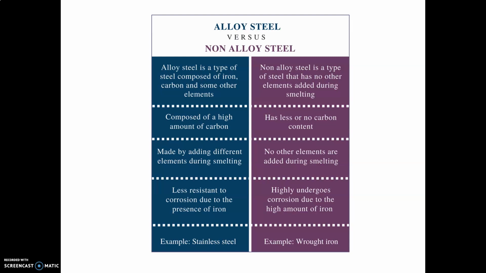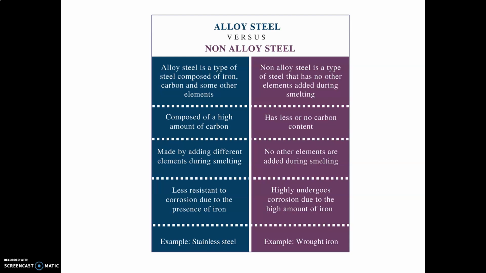Number 4, less resistant to corrosion due to the presence of iron. It highly undergoes corrosion due to the high amount of iron. Because in alloy steel, at this stage we are mixing in some other materials to avoid the corrosion property. Whereas in non-alloy steel, we are not adding any other elements, as we discussed in the third point, because during the smelting process we add a lot of elements to increase the desired properties. Whereas in non-alloy steel, we are not doing that. So hence the corrosion resistance is less.